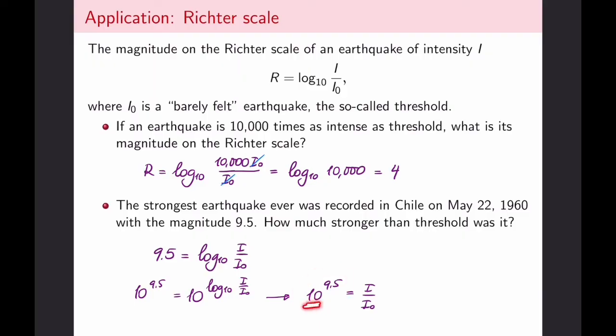The logarithmic scale on the flip side is 10 raised to that power. So this earthquake was 10 to power 9.5 stronger than the threshold. Try putting this into your calculator just to see how big of a number it is. And most likely, if you have a regular graphing calculator, it won't even be able to compute this. The screen will not be enough to contain all the digits of this.